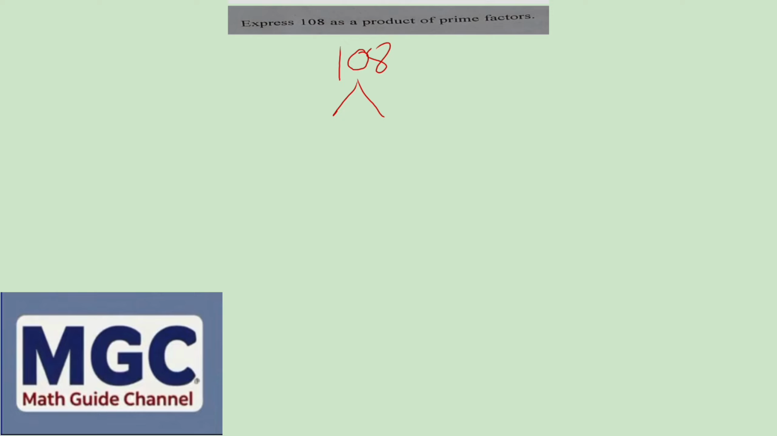So we multiply 2 by 54 will give us 108. So 2 times 54 will give us 108. Then we'll look for another prime number that can enter 54. Again, 2 can enter. So multiply 2 by 27 and that will give us 54.